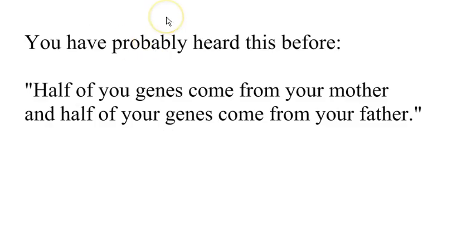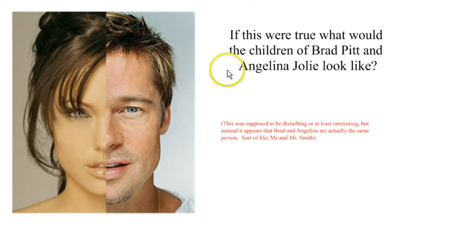Now, you probably heard this before. Half your genes come from your mom and half your genes come from your dad. If that were the case, this is pretty much what we'd look like. This picture is very disturbing because I was trying to make something to really show you what it would look like if you got half your genes from your mom and half your genes from your dad. But it turns out that Brad Pitt and Angelina Jolie are basically the same person, same facial structure, same lips. It's just really bizarro. Anyway, you get the idea.